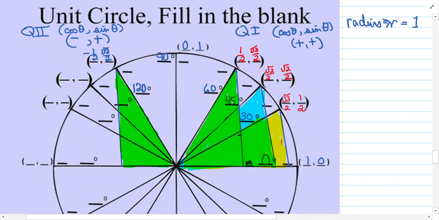And then this next one would be 135 degrees, which is 45 degrees. And it would be a negative square root of 2 over 2 and a positive square root of 2 over 2. And I could draw my line down.